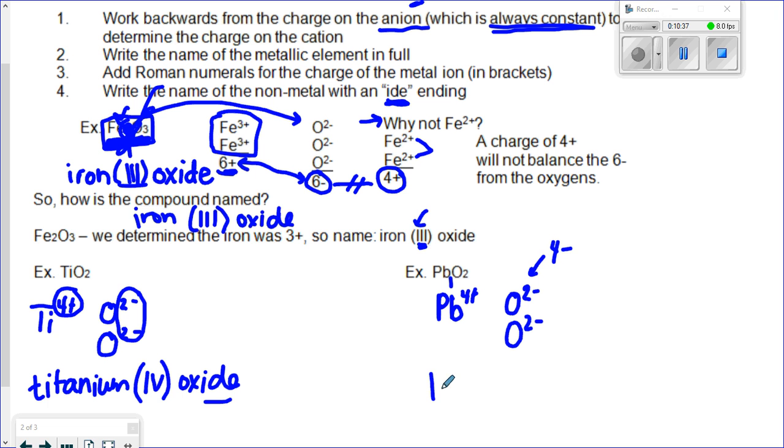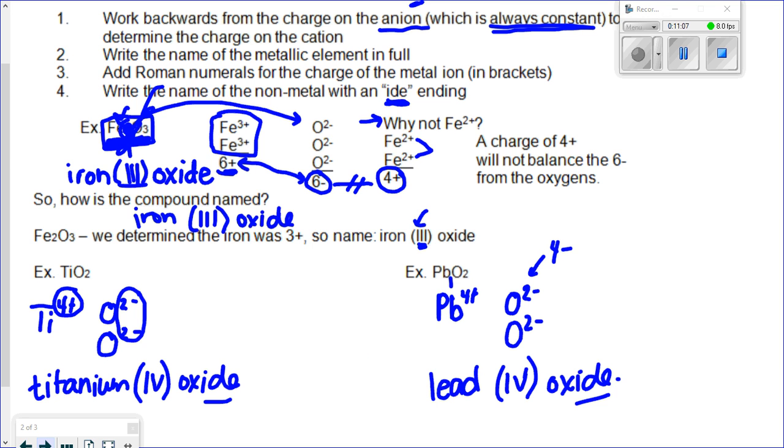So our naming: lead 4 oxide. Again, we're following the same IUPAC rules as before. Things are spelled right, there's no capitals, and again, Roman numerals for your charges. So make sure you've got up to 5 down for Roman numerals if you don't know them already.